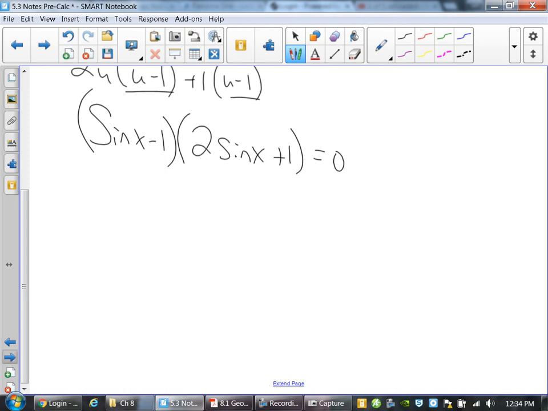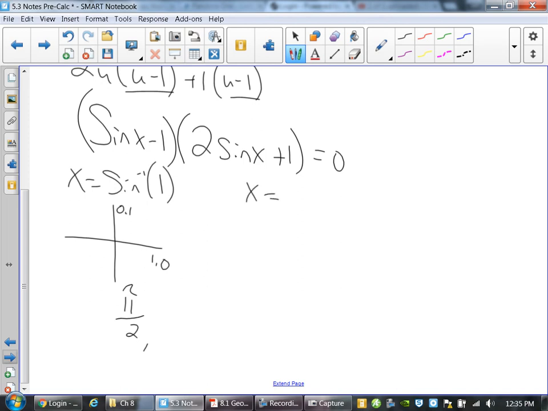Where is sine equal to 1? First quadrant. Pi over 2. Where is it equal to 1? Pi over 2. Where is sine equal to negative 1/2? In 7 pi over 6 and 11 pi over 6.